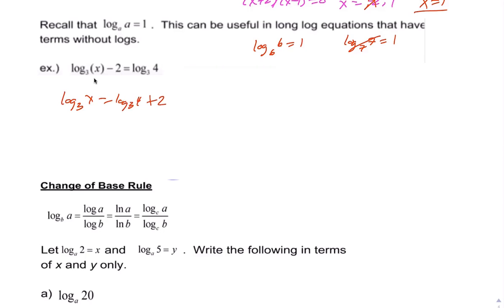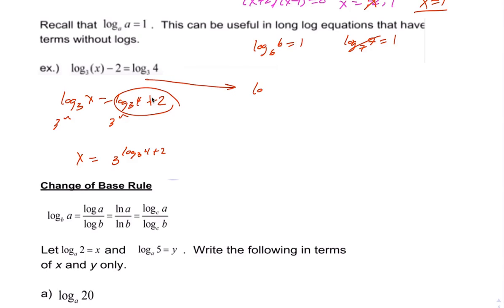Remember, this is not 6. That's just log base 3 of 4 plus 2. And you take these to both sides. But what does that do here? That's just some ugly mess. That doesn't really help me. So what you could do is a trick here.